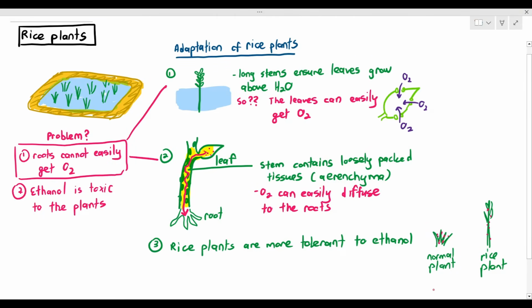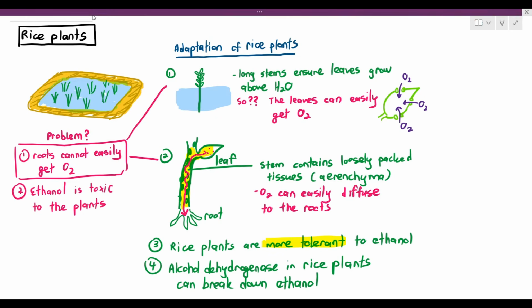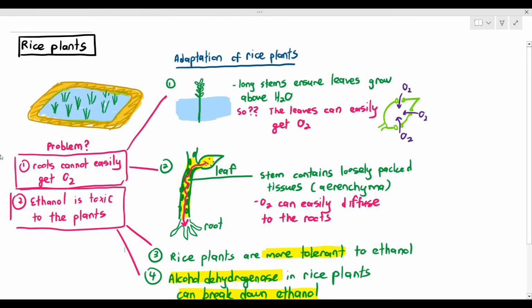What that means is a particular concentration of ethanol may kill a normal plant, but that very same concentration will not affect the rice plants at all. So the rice plants have a kind of tolerance or resistance to ethanol. But if it does have a high concentration of ethanol, it will eventually die. This is where the fourth adaptation comes in, where rice plants have a particular enzyme known as alcohol dehydrogenase. Yes, alcohol dehydrogenase was supposed to convert ethanol to ethanol, but that particular enzyme can also break down ethanol at very high concentrations. So these are the four adaptations of the rice plants.